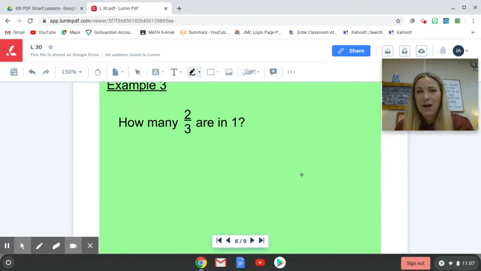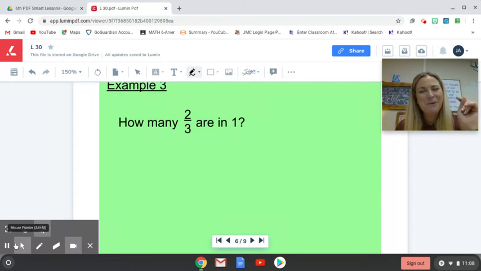Please give this one a try. Again, this is a question about reciprocals. Oftentimes they're worded like this. It's kind of weird, but how many 2/3 are in 1? Basically, 2/3 times what will give me 1? Pause the video, unpause when you're ready to check your work.